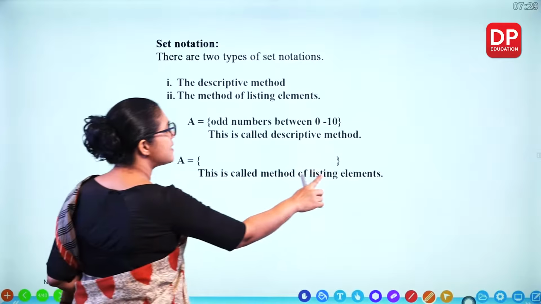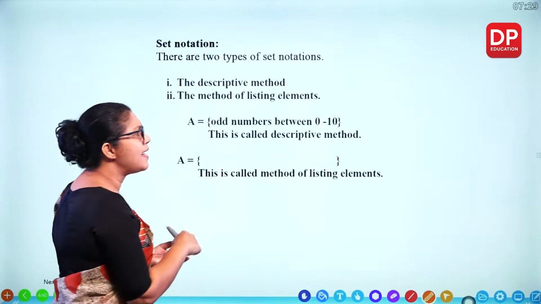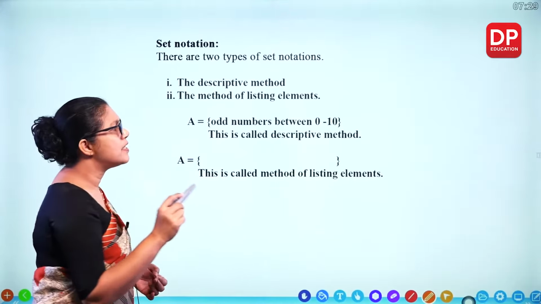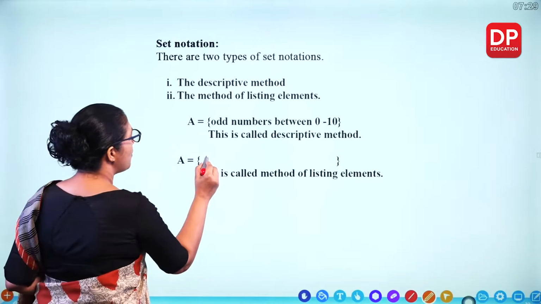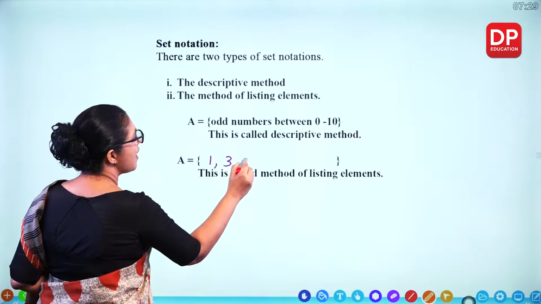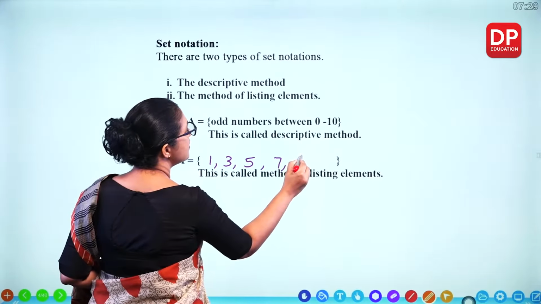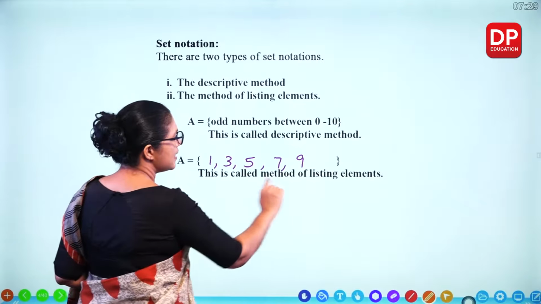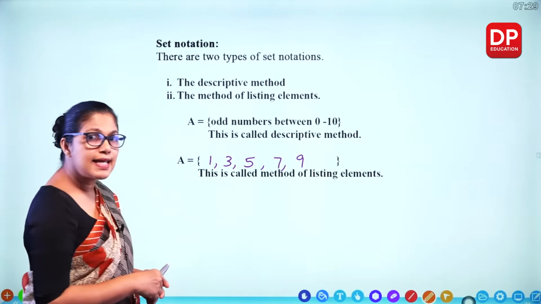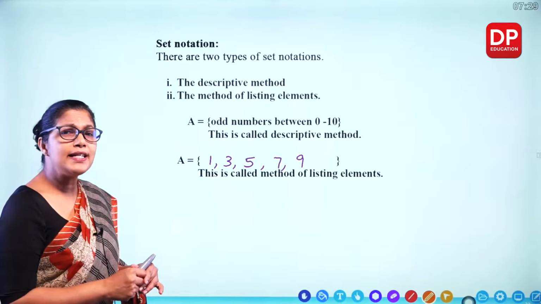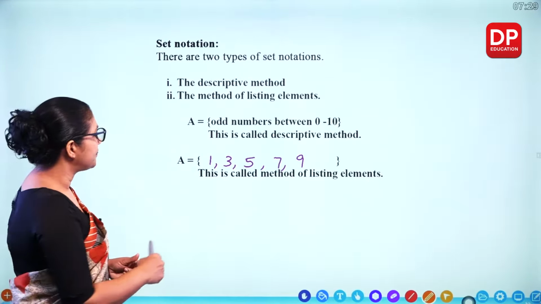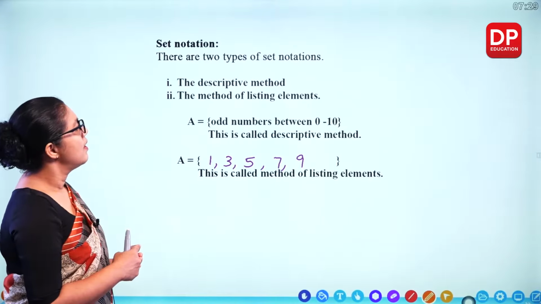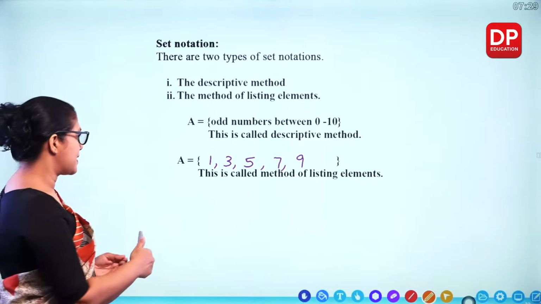What's the other method? Listing elements means we find out what are the elements and we write them in curly brackets. So what are the elements? Odd numbers between 0 to 10. What are the odd numbers? 1, 3, 5, 7, 9. So these are the odd numbers. When you write down the elements, we call that method listing elements. And we don't repeat the same number twice. So two types of set notations: descriptive method and method of listing elements.